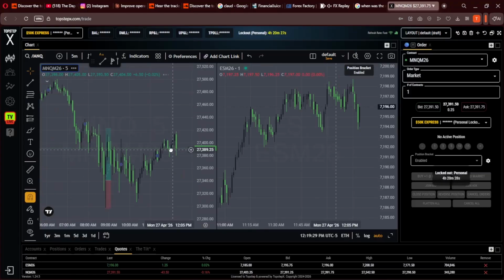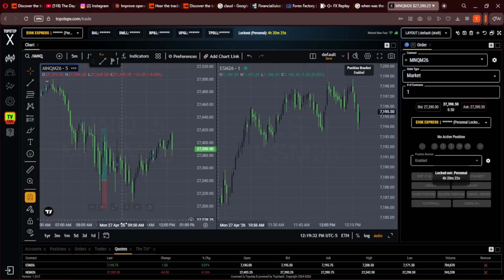Let me go to the 5 minute. Yeah. No, okay. This play actually ends up not getting stopped out. It almost gets stopped out if you held, right?